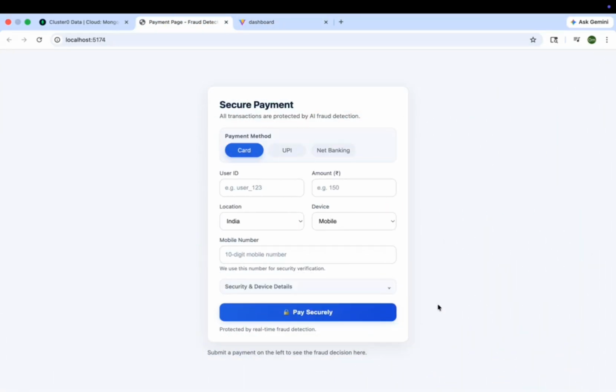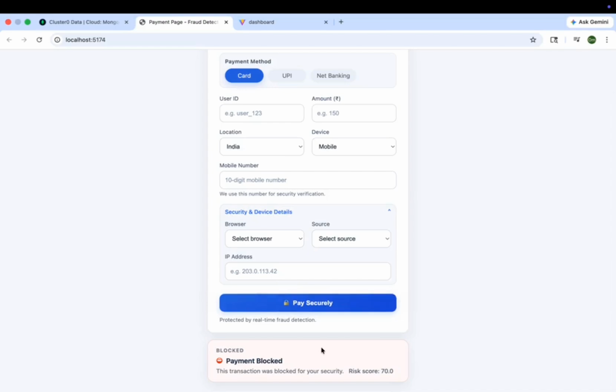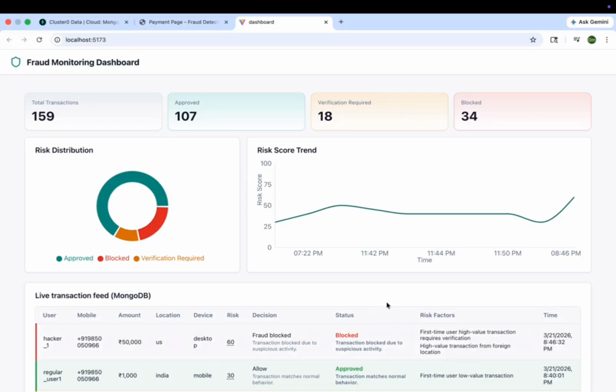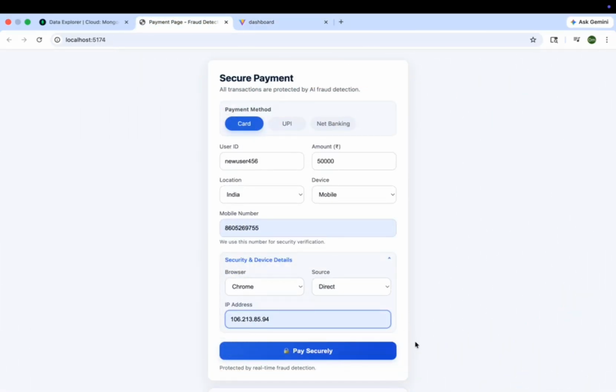Now we move to the second scenario, a suspicious transaction. In this case, the transaction amount is unusually high and the location differs from the user's normal behavior. The system detects these changes in real time and identifies an anomaly. As a result, the risk score increases significantly and the transaction is flagged as high risk. To prevent potential financial loss, the system immediately blocks the transaction and displays the decision along with risk indicator on the dashboard. Now we demonstrate the third scenario, which is secure user verification.